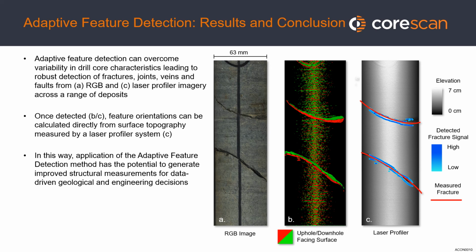Once detected, feature orientations can be calculated directly from laser profiler imagery, and in this way, application of the adaptive feature detection method has the potential to generate improved structural measurements for data-driven geological and engineering decisions. Thank you.